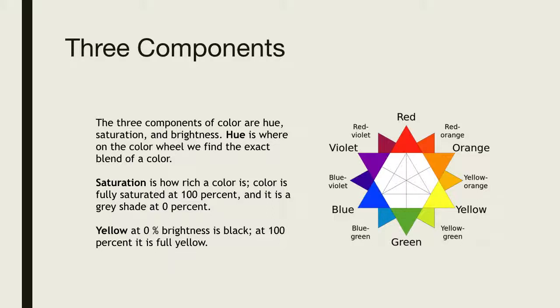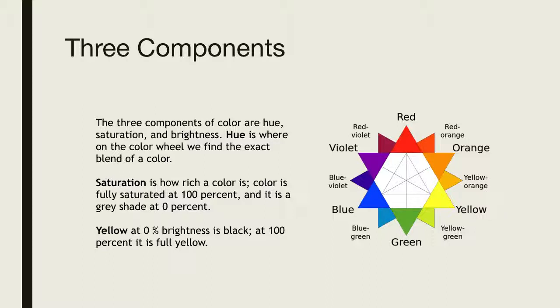There are three components to color, and they are hue, saturation, and brightness. Hue is where on the wheel we find that blend of a color. When you're working with Photoshop, Illustrator, even Premiere, you see hue, and it's really how deep a color we're going, what sort of the tint is of it, or the hue. Saturation is how rich a color is. The higher the saturation, up to 100%, that color is fully saturated. If you take a color and bring it all the way down to 0, then you have gray.